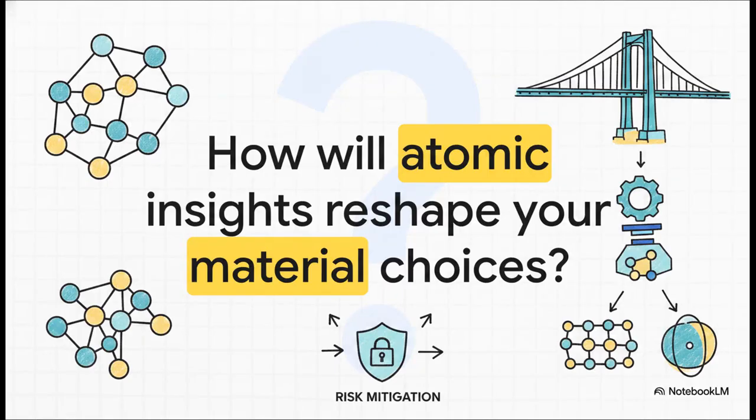So we've traveled all the way from macro-scale infrastructure right down to the atomic lattices, unit cells, and the bonds that hold the whole shebang together. Understanding whether a material is crystalline or amorphous, how it's bonded, and what its crystal structure looks like, that isn't just theory. It's your ultimate tool for risk mitigation. So I'll leave you with this to chew on. How will these atomic-level structural insights reshape the material choices and risk assessments on your very next engineering project?